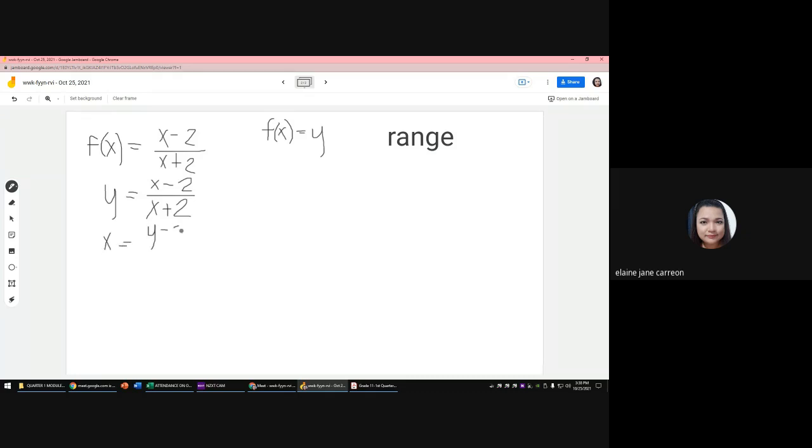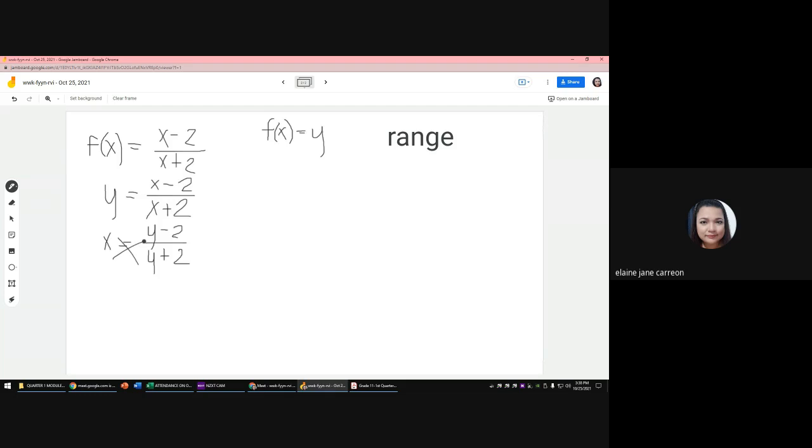Why? Okay, did you get that? Y minus 2, y plus 2. That is an inverse. Okay? So, next, yung iba, in order for us to solve, you have to isolate y. Okay? Solve for y. Ngayon, yung iba, ang ginagawa nila is cross-multiply na lang.